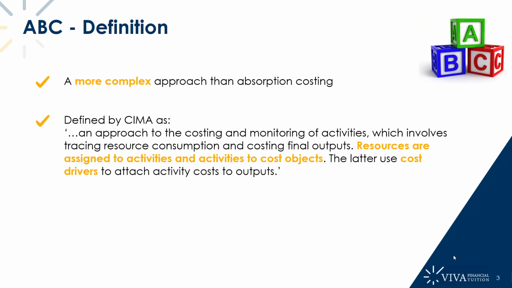Now, it's defined by CIMA as an approach to the costing and monitoring of activities which involves tracing resource consumption, so basically using resources, spending money, and costing final outputs. So once again, the classical scenario we'd see here is trying to work out the cost of producing our products. Now, when we're working out the cost of producing our products, or indeed if we're a service organisation of providing our service, the direct costs are always very, very easy to estimate, but the overhead costs are much more problematic.